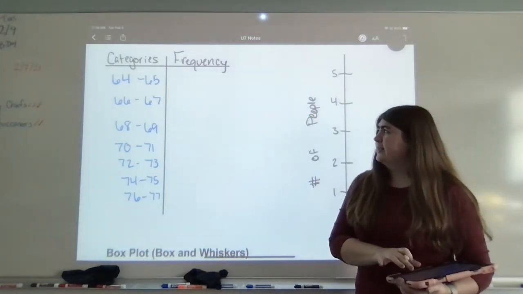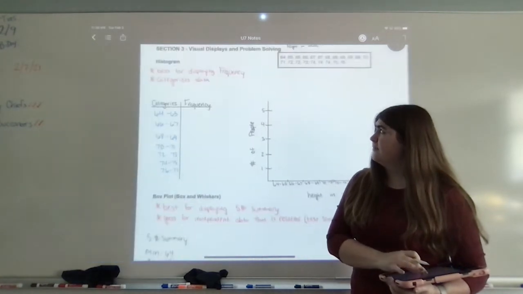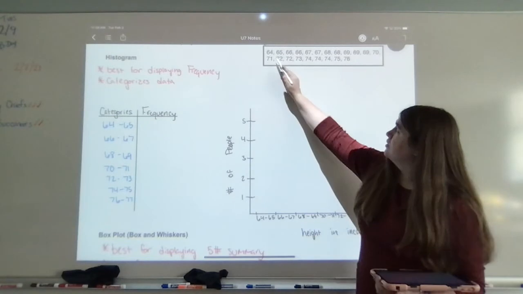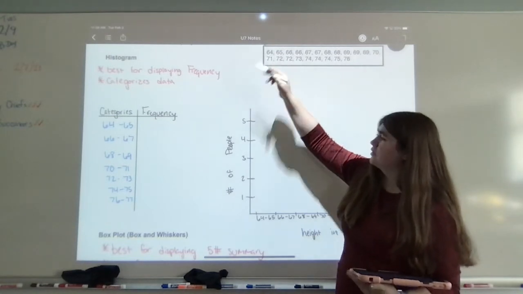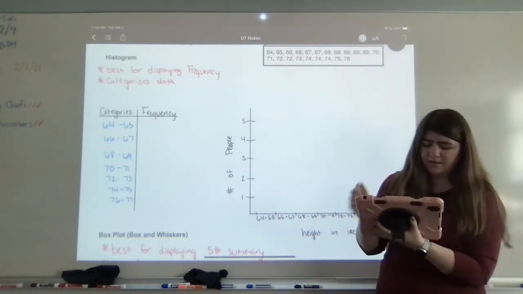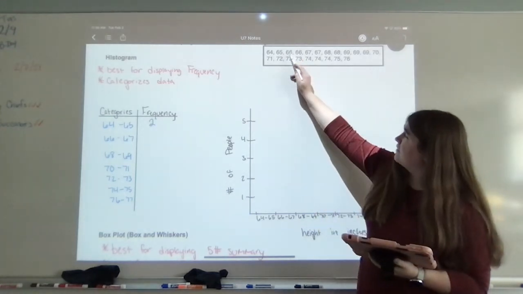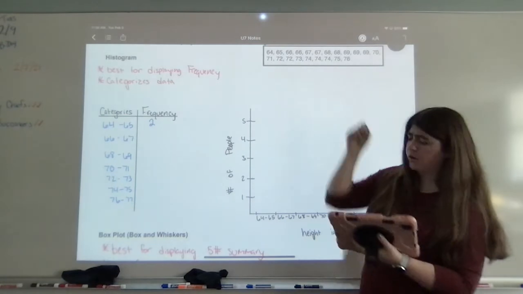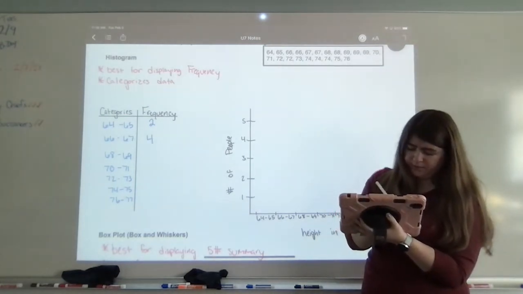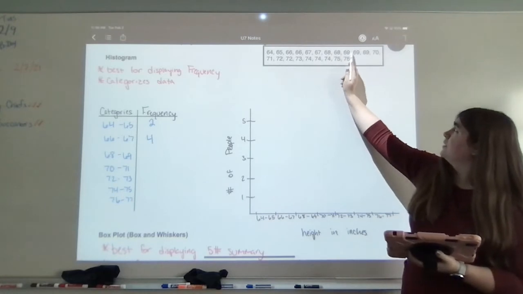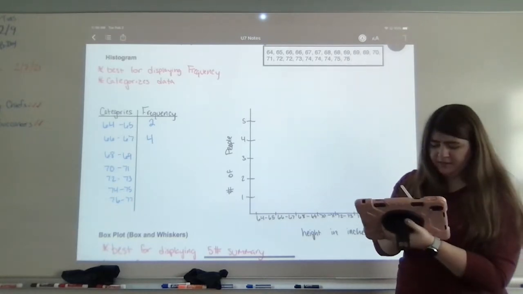So let's go ahead and mark our frequency for our data points here. I have 64 and 65, so there's 2 data points that fit in that first category. 66 and 67, there's 1, 2, 3, 4 data points that fit in that category. 68 to 69, 1, 2, 3, 4, 5 data points in that category.